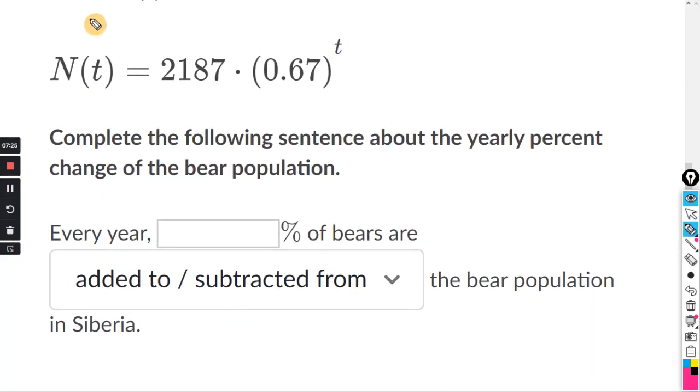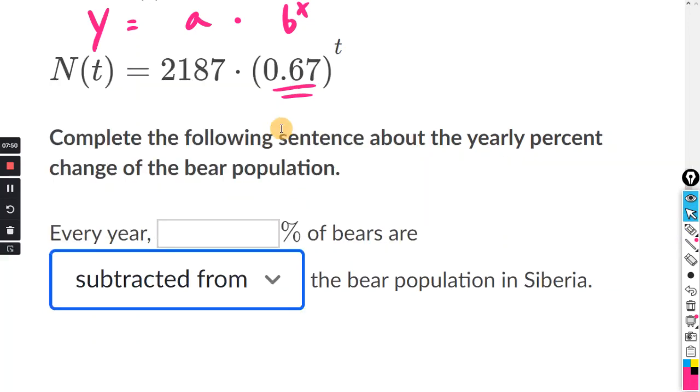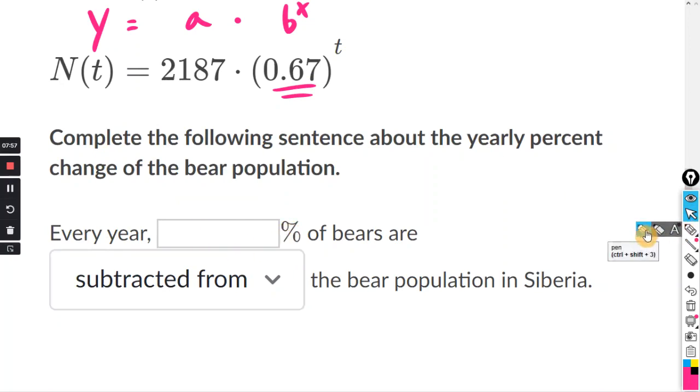So this is in the form of y equals a times b to the power of x. Okay, so since the number b is less than 1, the initial value is going to get smaller and smaller every time we increment the year, the value for t. All right, so this is definitely going to be subtracted from because it's decreasing. Now we want to find out by what percentage it's decreasing.